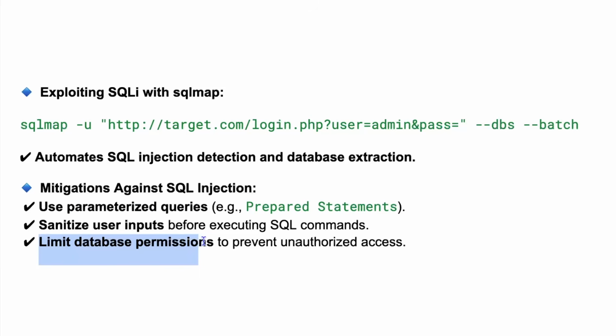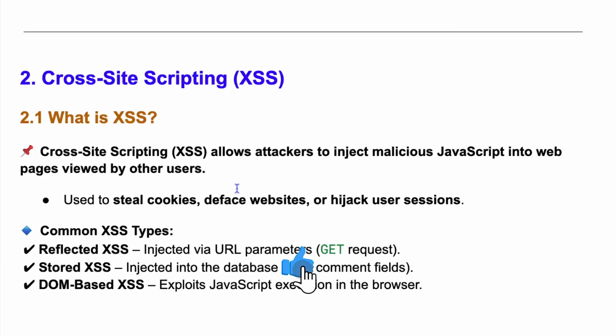And of course, you want to limit the permissions to the database to prevent unauthorized access, and this is where the concept of access controls comes in. If you have configured the access controls properly, then it's limiting the permissions for accessing the database with unauthorized access or unauthorized credentials. So moving on to cross-site scripting now.